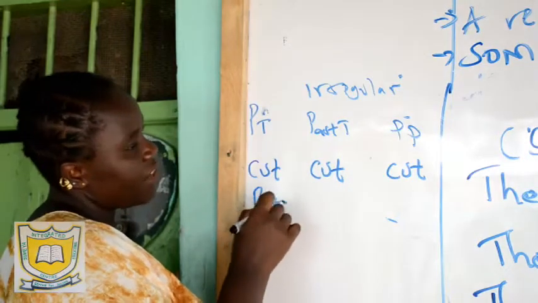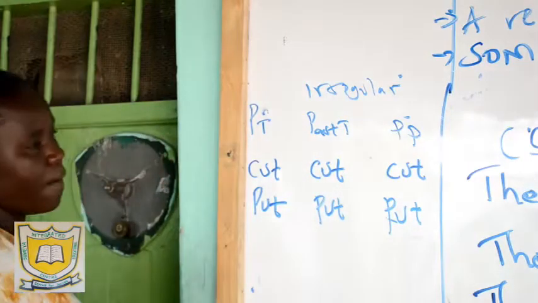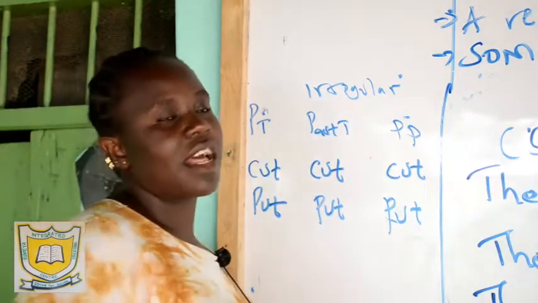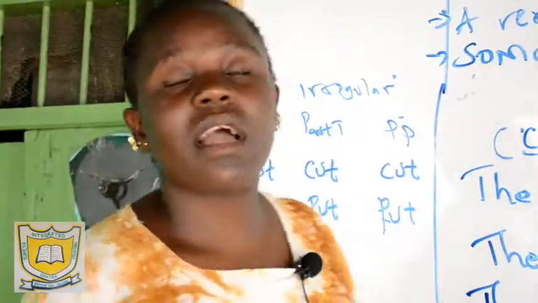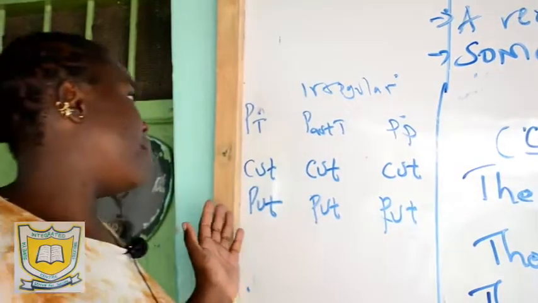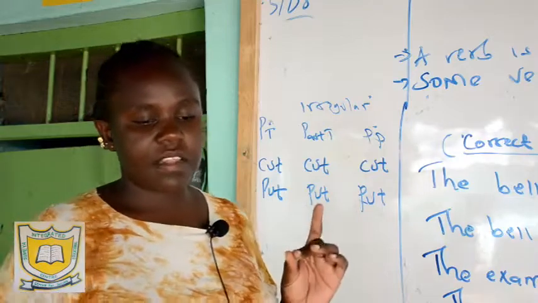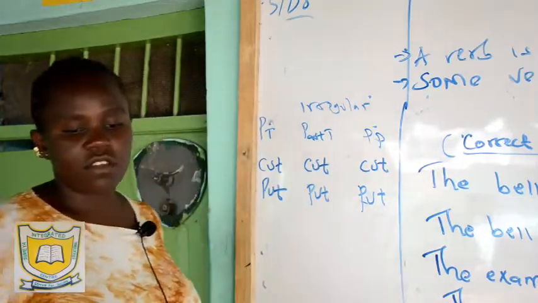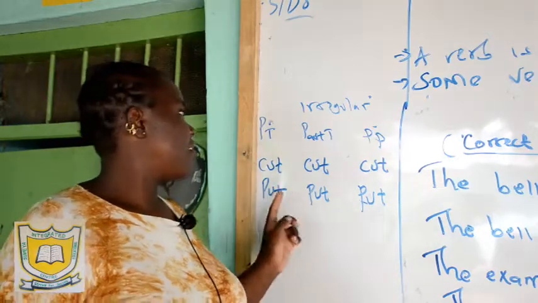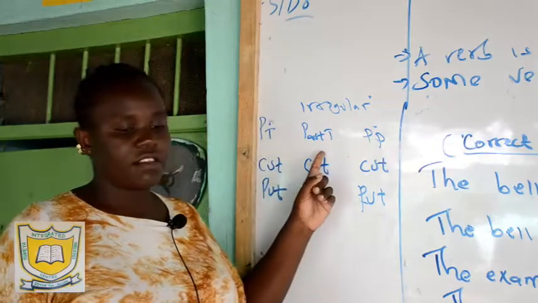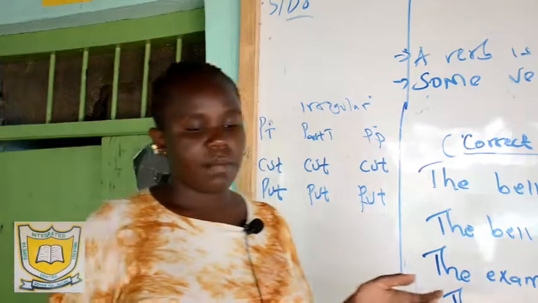You have put, present tense; put, past tense; put, past participle. You will see some learners saying, instead of cut, yesterday my mother cutted some onions. That becomes wrong. Cut is an irregular verb. It does not change from its present tense to its past tense and then to its past participle.